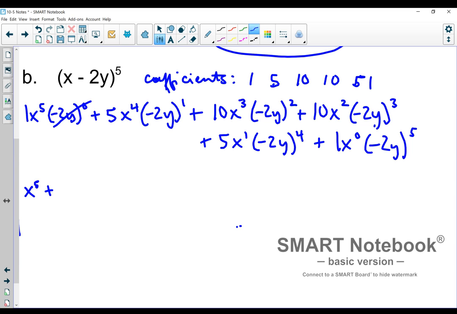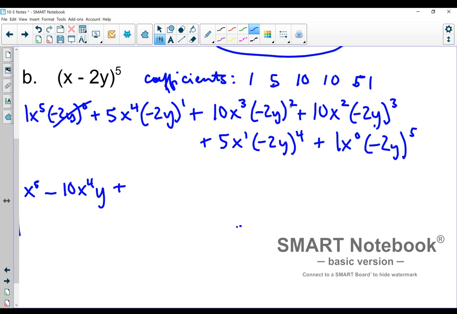And then my second one, negative 2 to the 1st is going to give me a minus. So I'm not going to write down a plus sign. I'm going to go ahead and just write down a minus. And 2 to the 1st is 2. 2 times 5 is 10. So 10 x to the 4th y. Next one, the negative 2y is being squared. So now the whole thing's going to be a plus.